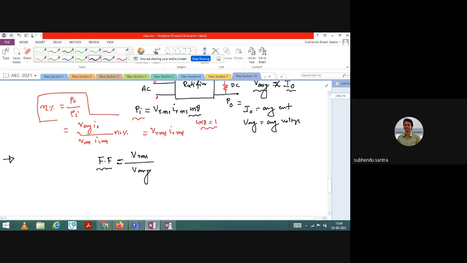If Vrms is close to, just try to understand, this is very important: let us say Vrms equals V average. What is the meaning of that? Vrms equal to V average means the signal is purely DC. V average is this, and what about Vrms? In this signal, what is Vrms? Same.